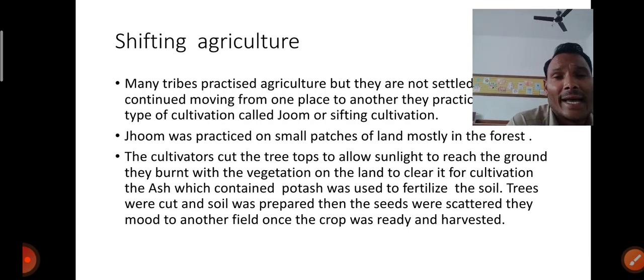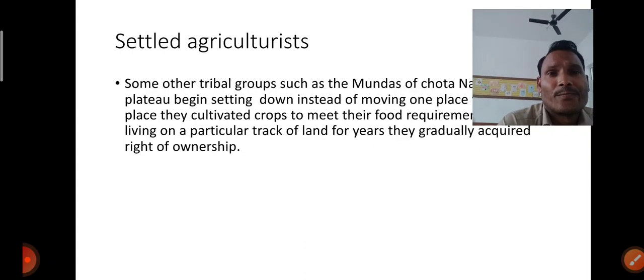Trees were cut and the soil was prepared to cultivate. Then the seeds were scattered in it. They moved from one place to another after taking the crops.